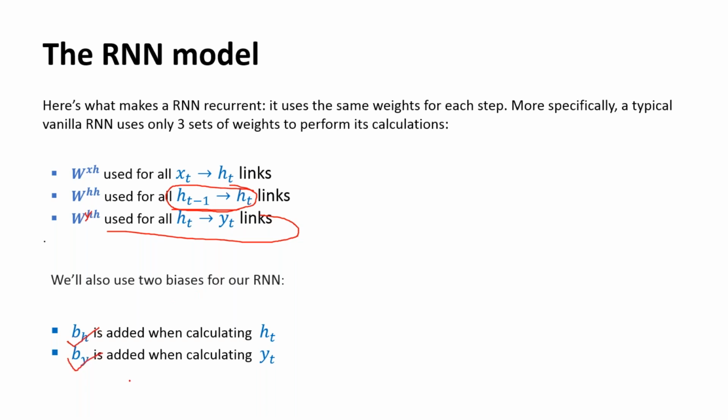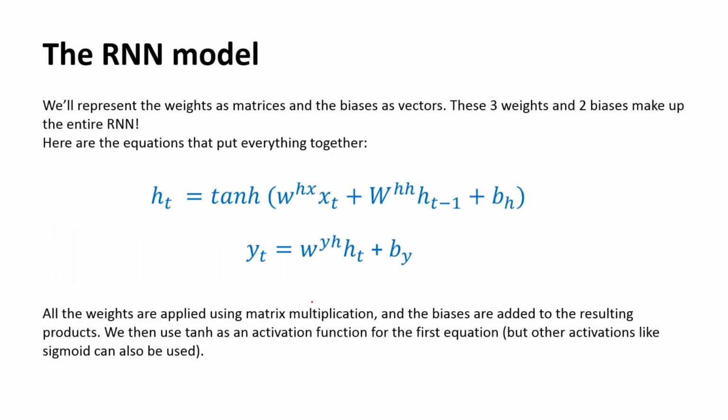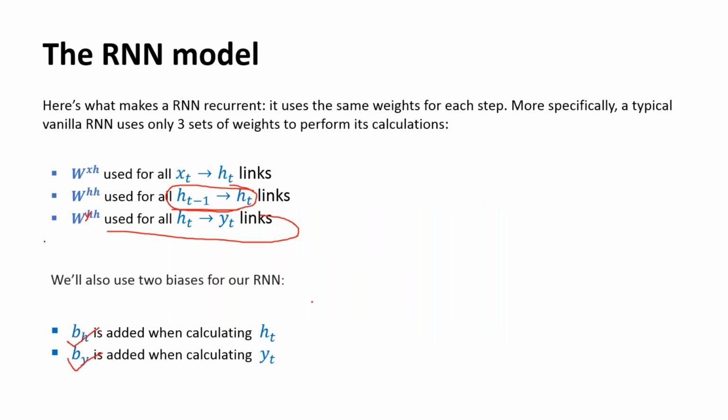So bh is added when calculating ht, and by is added when calculating yt. These are the two biases that we have in RNN. When we represent the weights as matrices and the biases as vectors, these 3 weights and 2 biases make up the entire RNN. So the entire RNN is made up of these 2 biases, bh and by, and 3 weights.